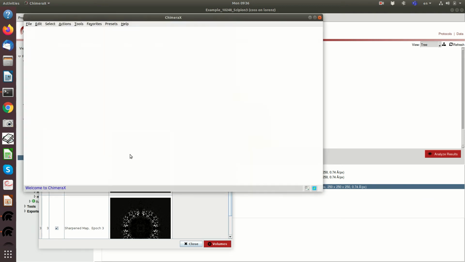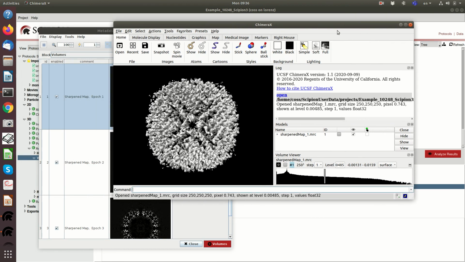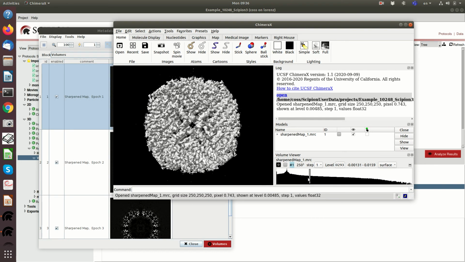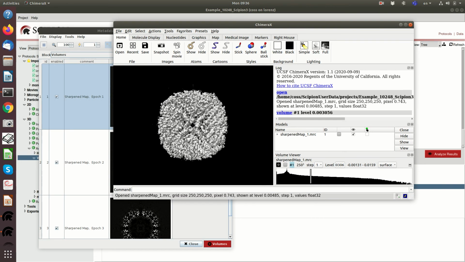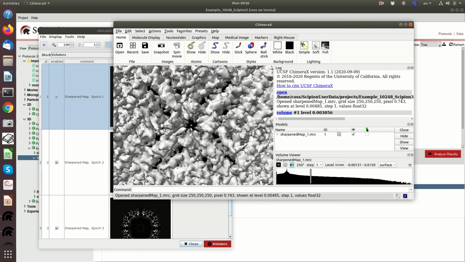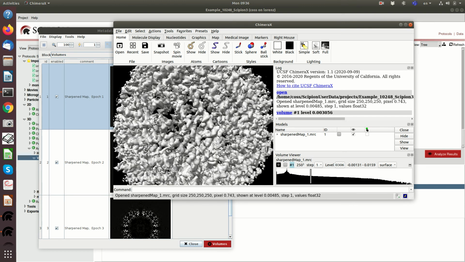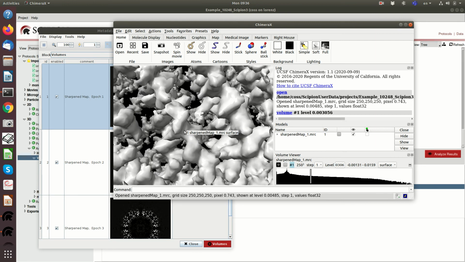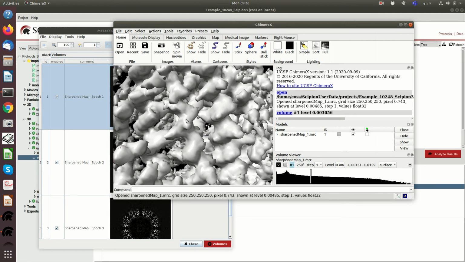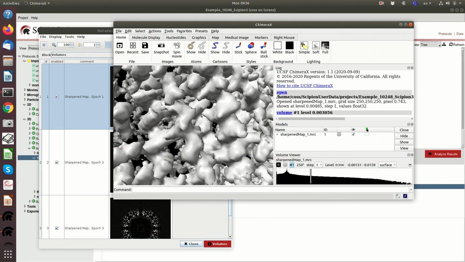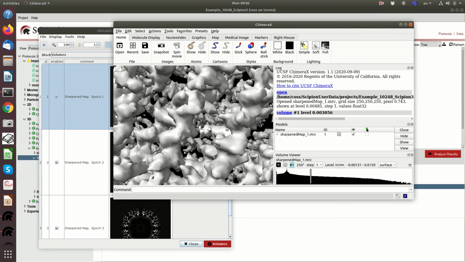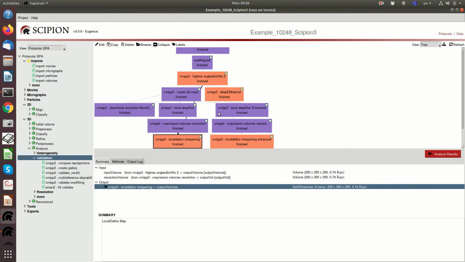But normally they look nice. When you do several rounds of deblurring, they look very nicely. And here, for instance, we see the alpha helices. They are pretty well defined. And this is if you deblur with the local resolution and following a Wiener restoration.